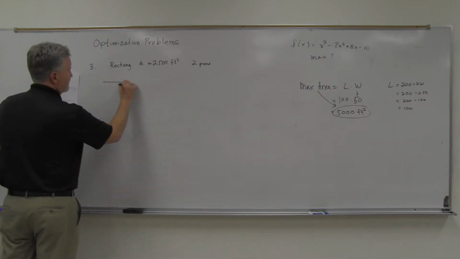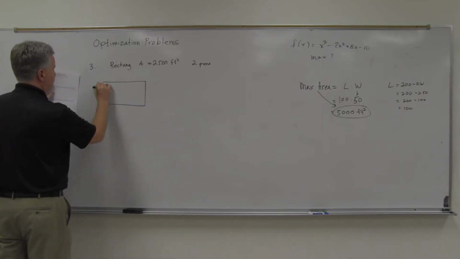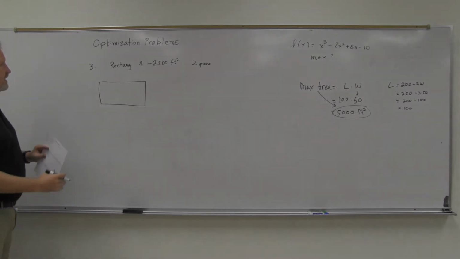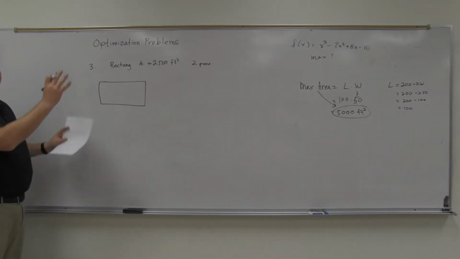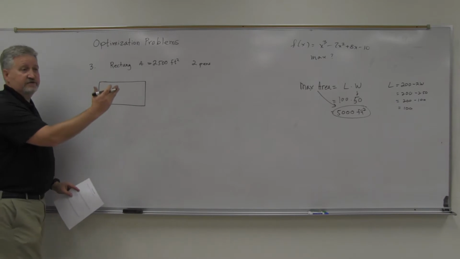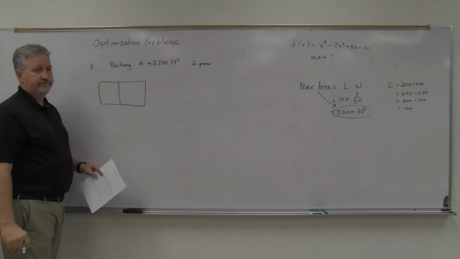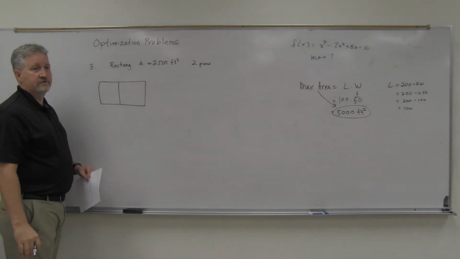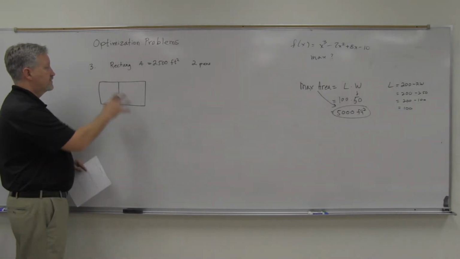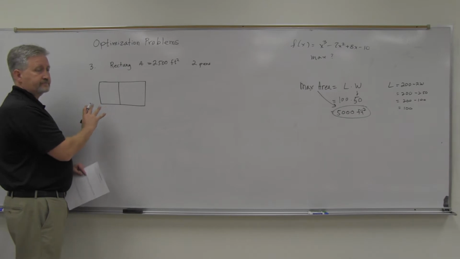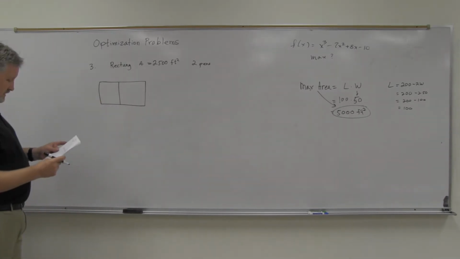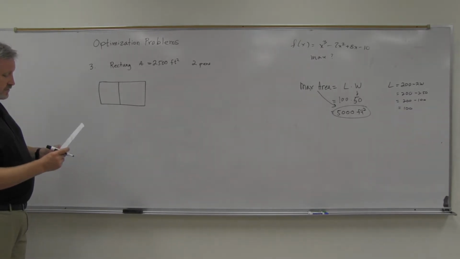So let me draw that instead of writing it down. You got it on paper there. So I've got a rectangular area, but I'm going to divide it into 2 pens by putting another fence down the middle, so to speak. Okay, so that area is 2,500. Find the dimensions of the rectangle.